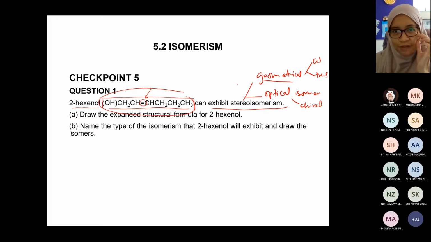Okay, but the most obvious is geometrical. Geometrical, we can see there is already a double bond there. We just need to check whether there is cis and trans. Okay, so first you have to draw the expanded structural formula for 2-hexenol.